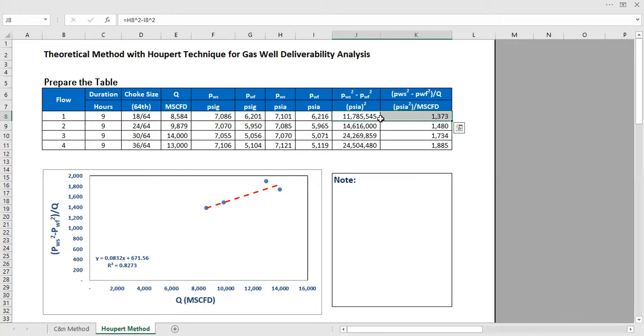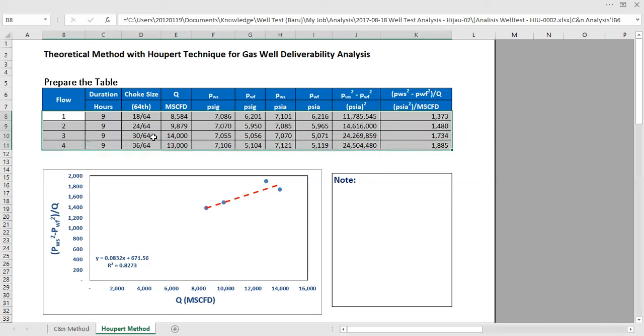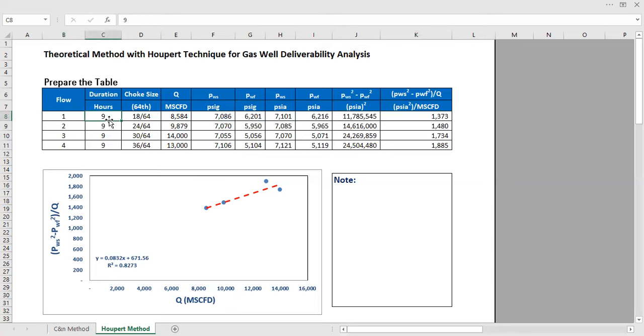7,121 psia. And then we perform the modified isochronal test. For each flowing period, we will run the test for 9 hours. Now I prepared 4 rows and you can follow along. The first isochronal test, I will run with a 9 hours flowing period, continued with a 9 hours shut-in period. So I prepare it like this, 9 hours.